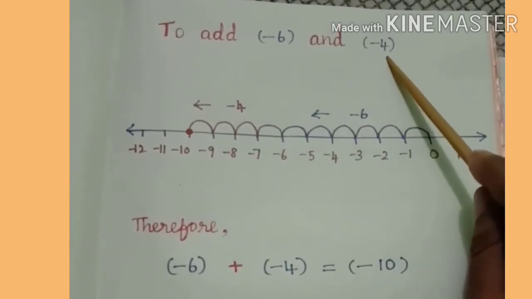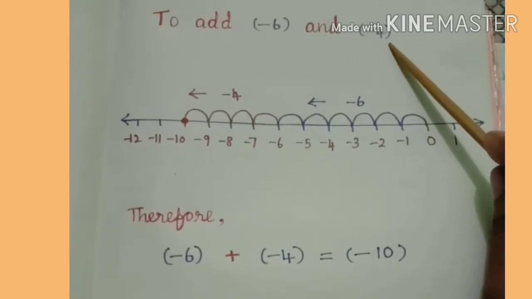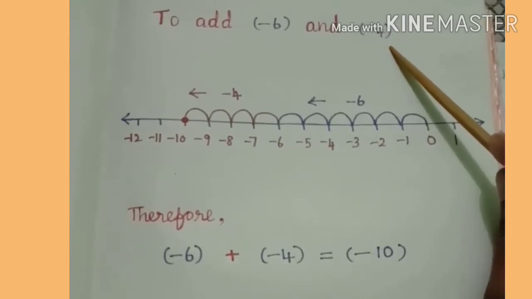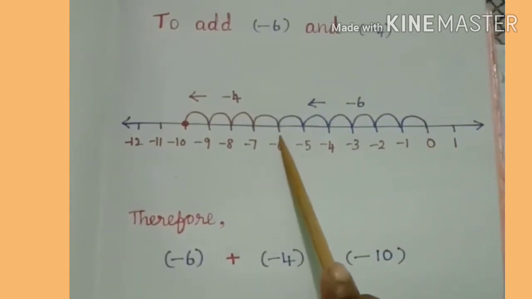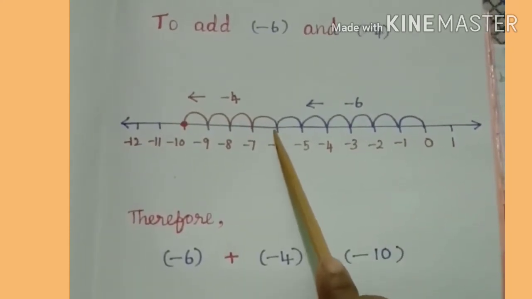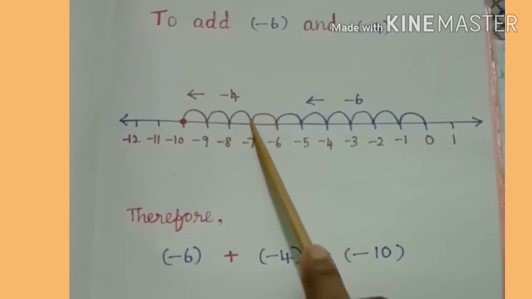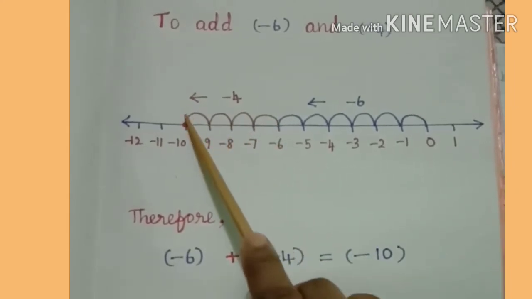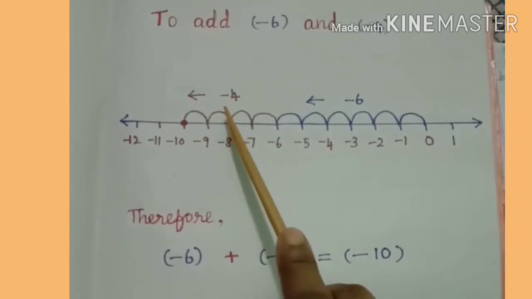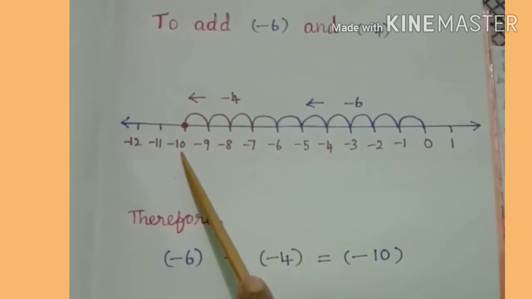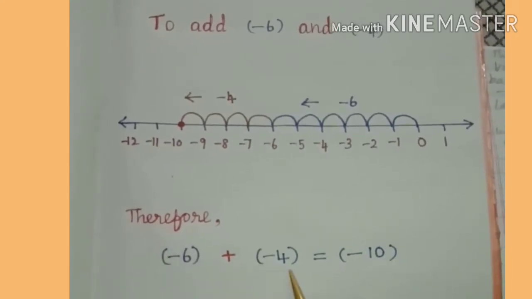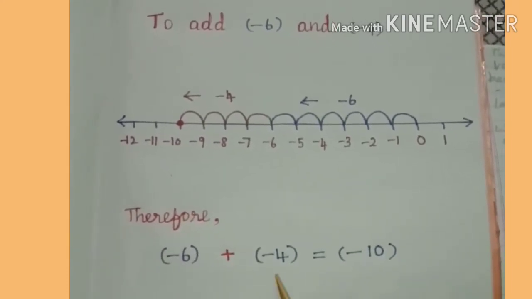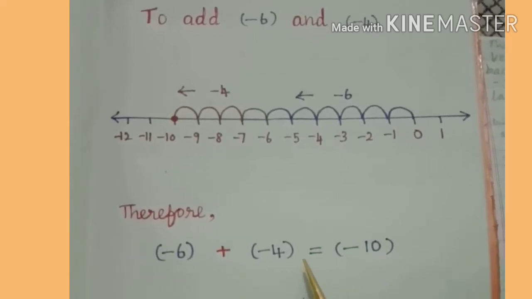Here the second component is minus 4, which is also a negative integer. So again we have to move 4 steps backward from minus 6. That is 1, 2, 3, 4 to represent minus 4. Now we land at minus 10. Therefore, minus 6 plus minus 4, the addition of two negative integers, gives minus 10.